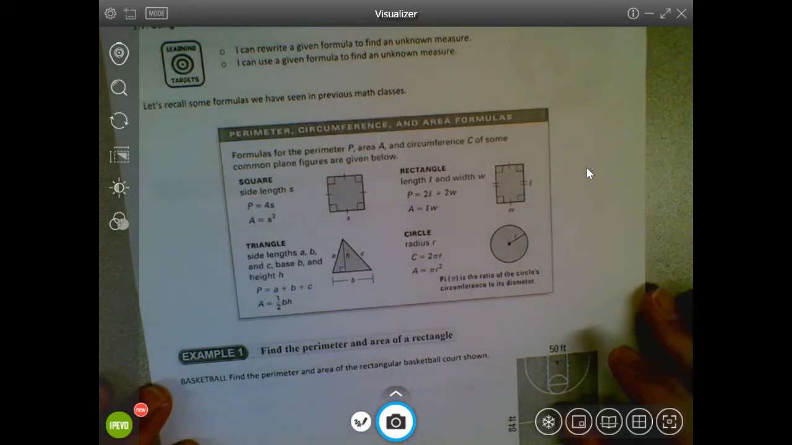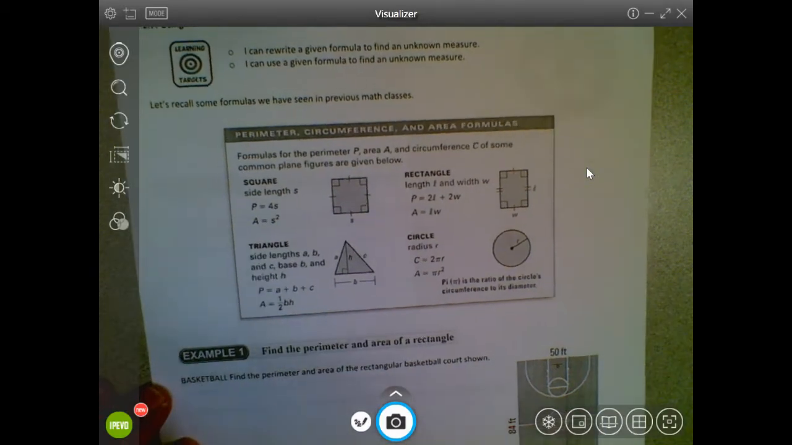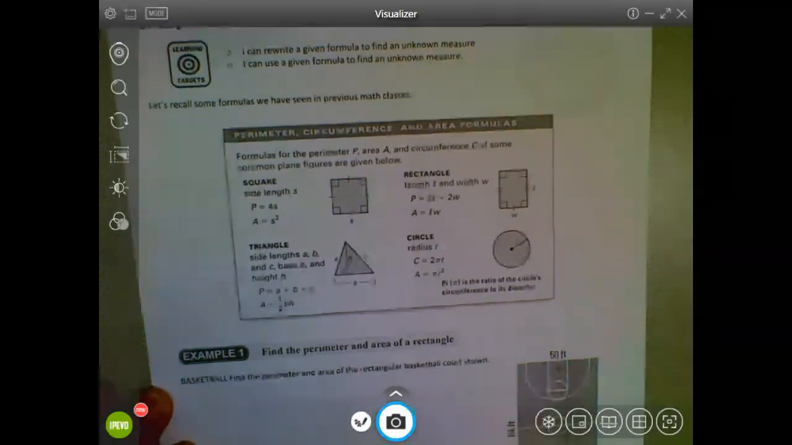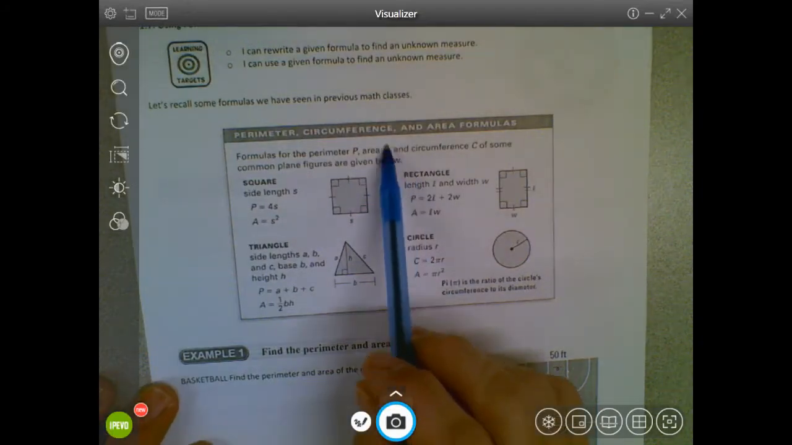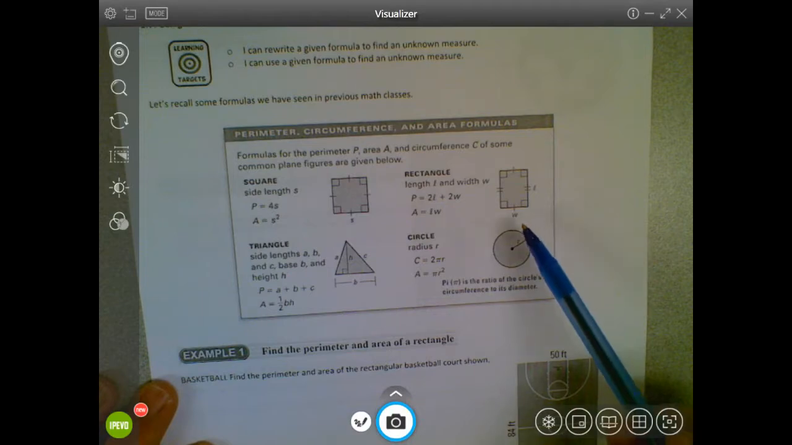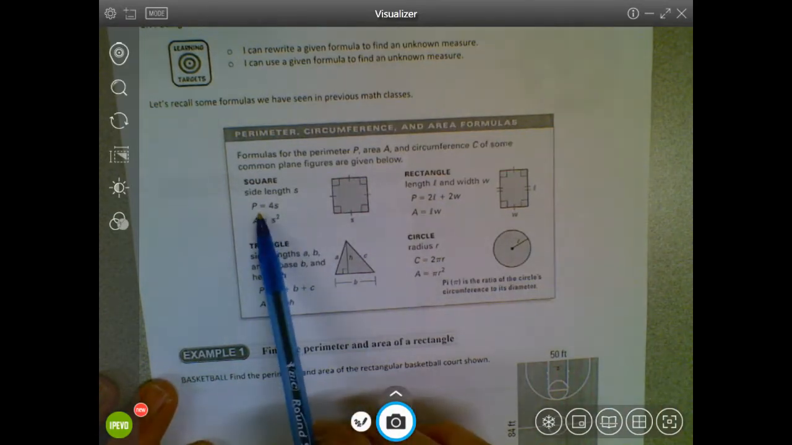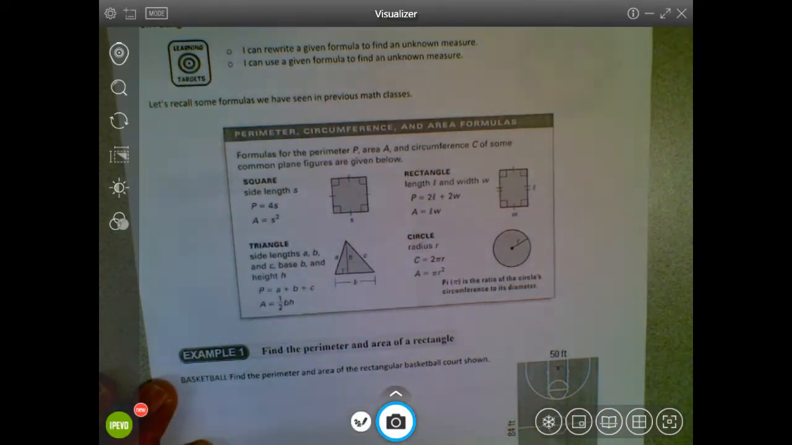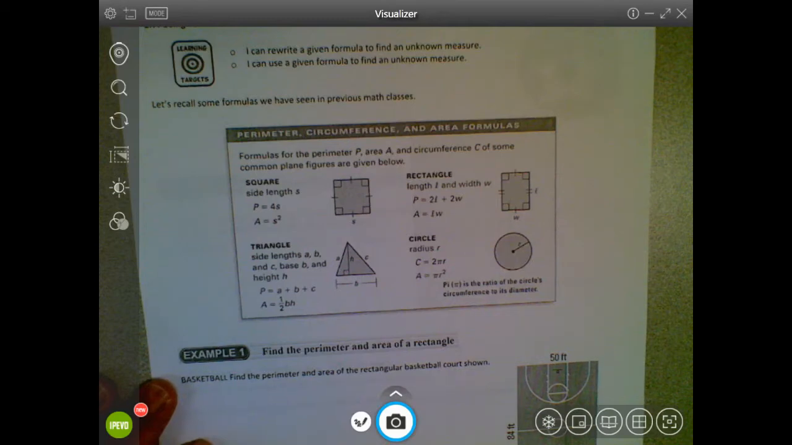Hi everybody. In this video, I'm going to go through how to utilize the formulas that we've learned before and apply them to solve some problems. So you're going to be able to use the formula as it's given. We're also going to be able to manipulate the formulas based on whatever information is in the problem.